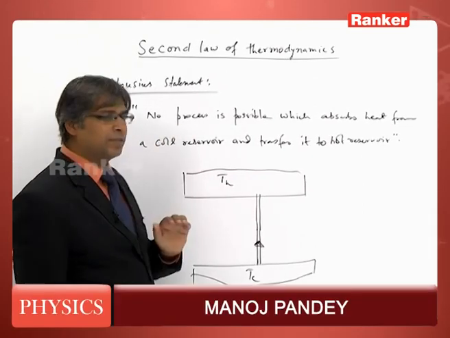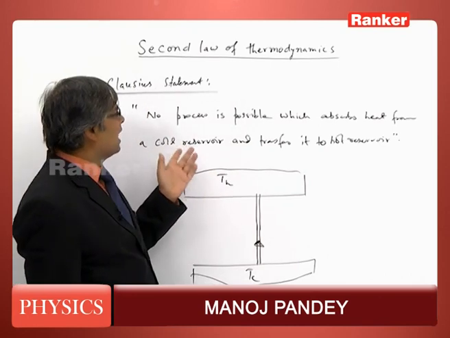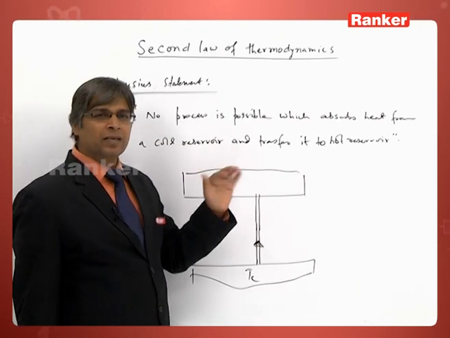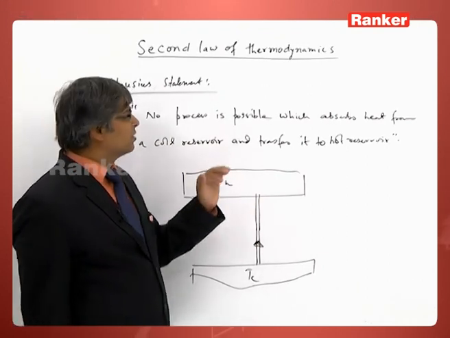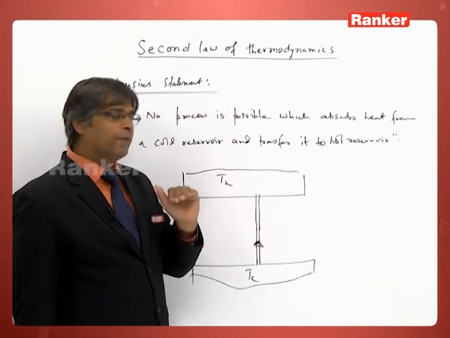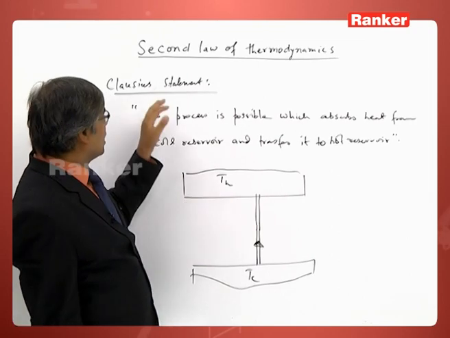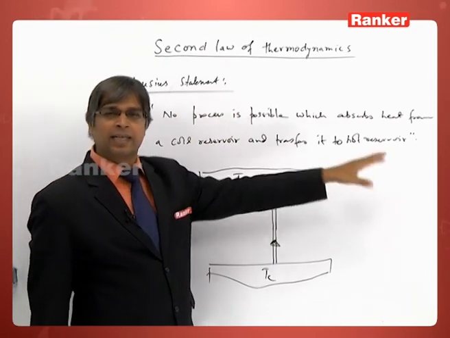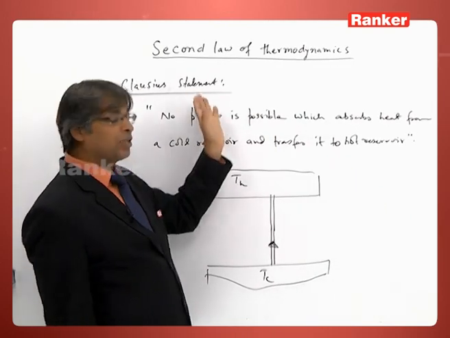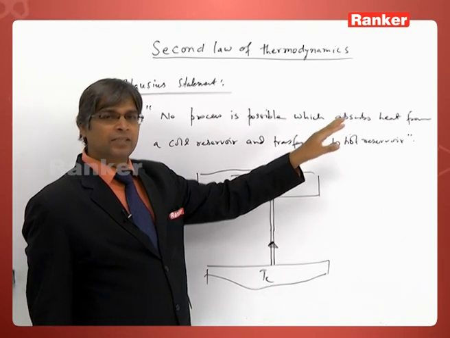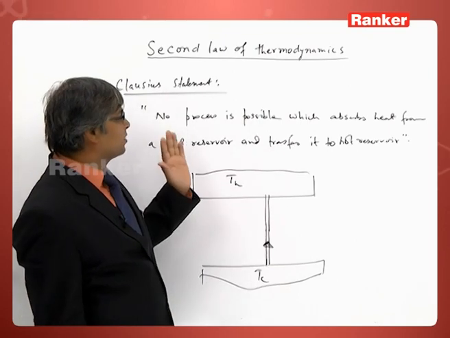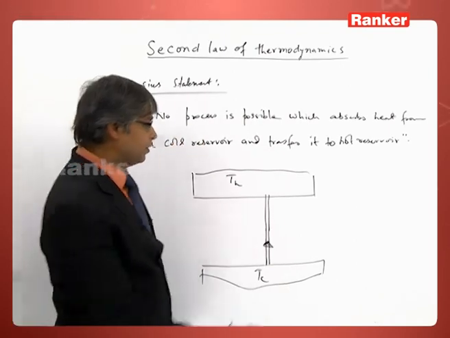Now we have two statements, Clausius statement and Kelvin-Planck statement. We can prove that both are the same, telling the same aspect of the second law of thermodynamics. We will prove it like this: if Clausius statement is right, then Kelvin-Planck statement is also right. If this is wrong, that is wrong. And if Kelvin-Planck statement is wrong, then Clausius statement is wrong. So we can prove that these two statements are equivalent.